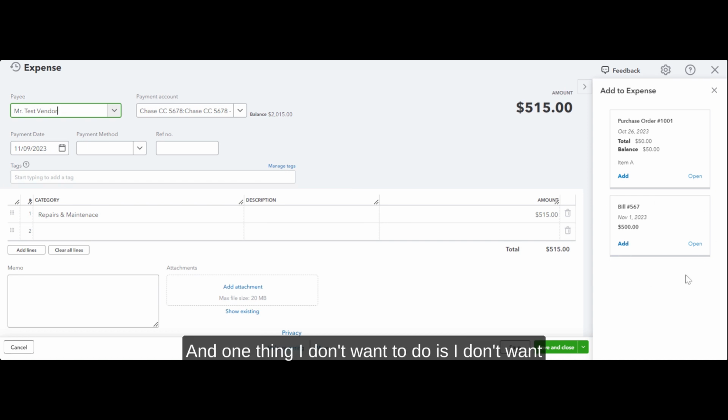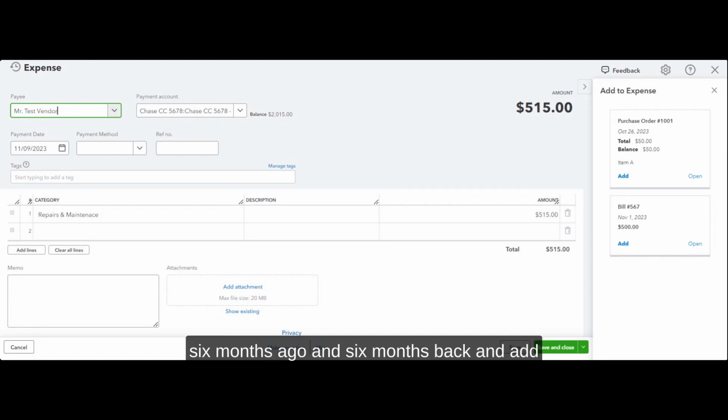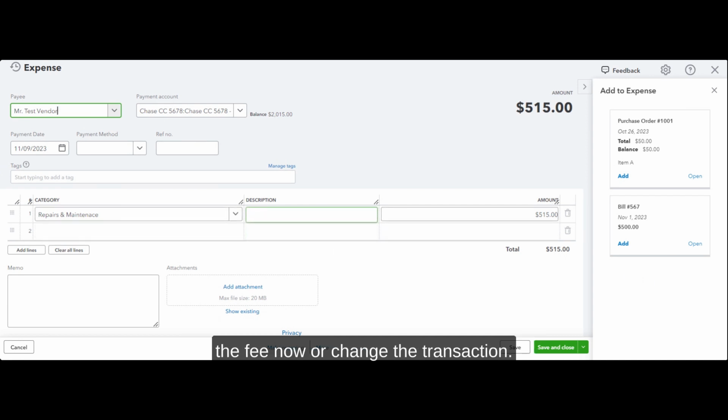Another thing I don't want to do is go back to the original bill and add the fees there, because if I do that, what if that period has been closed? What if this bill, instead of being from the same month, is actually from 6 months ago? Now you close that period. We don't want to go all the way 6 months back and add the fee now or change the transaction.